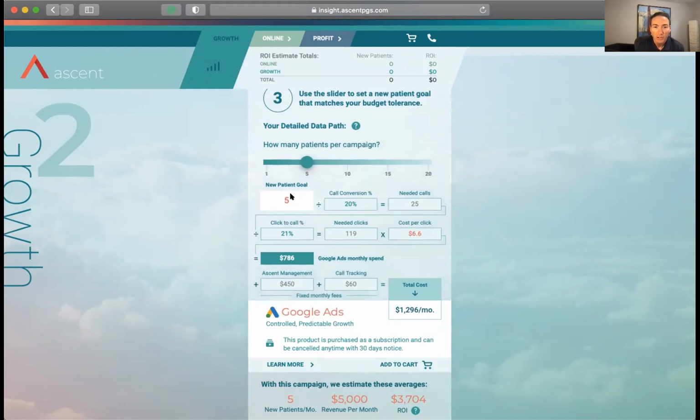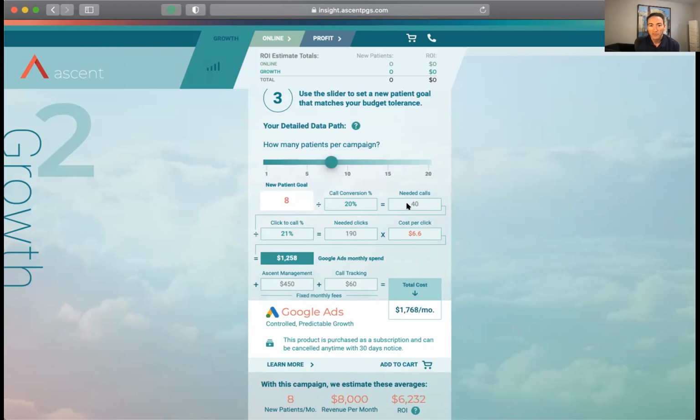You can see the new patient goal, and with this slider, you can actually move that to whatever goal you want. You want 10 patients, just move it to 10. You want 3 patients or 2 patients, you can put it there, and it's just going to show you what those costs are. So in this case, let's put it at 8 patients.